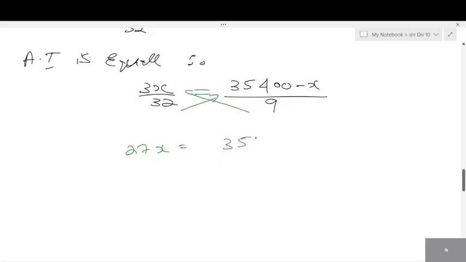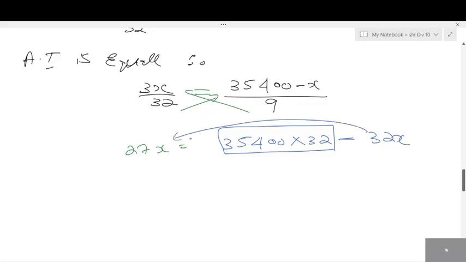Look, students, you can even keep it like this: 35,400. When you multiply 32, what do you get? Look here. If you're feeling this is tough, don't multiply. Make the calculation simple. Minus 32x, right? Like this. Don't multiply this. Here it becomes tough. Just write it like this. Keep it like this. What happens to this minus 32x if it goes to the other side? Yes. First solve this. 27x plus 32x. First solve this. What do you get?